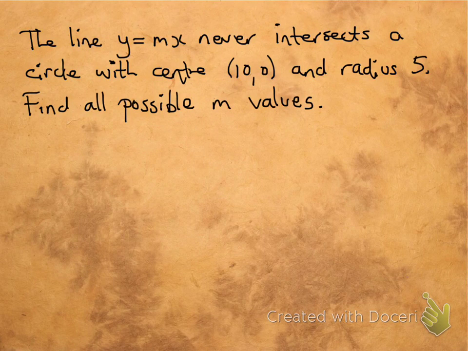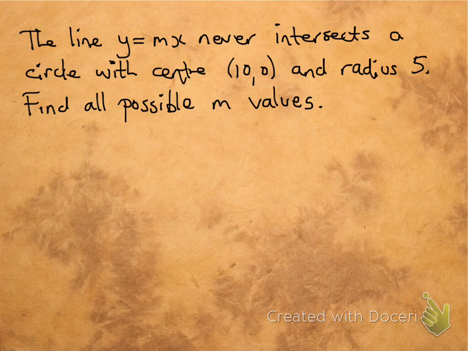Now, questions like this are a real favourite of VCE examiners, mainly because they bring together about 2 or 3 different topic areas all together in one question. So fabulous to test people's depth of knowledge. This question: the line y equals mx never intersects a circle with centre (10, 0) and radius 5. Find all possible m values.